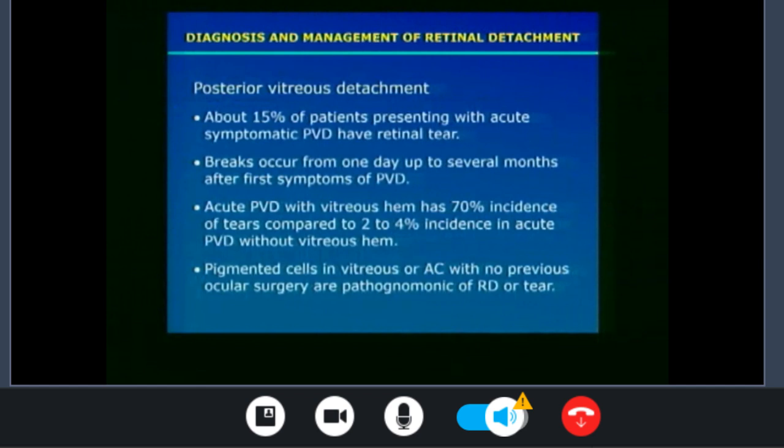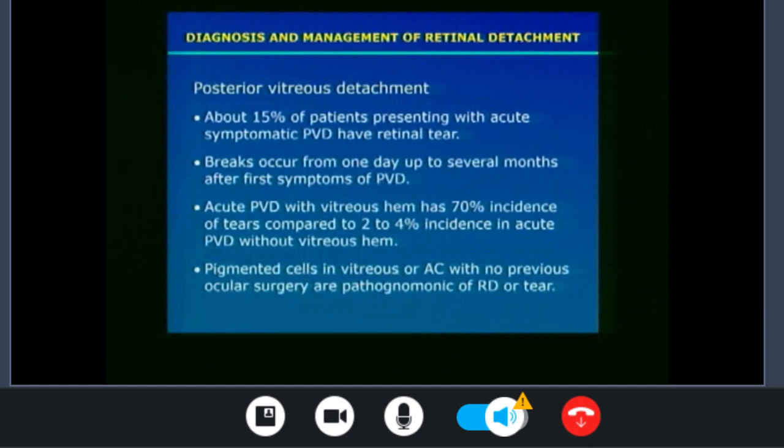The other important statement is that acute BVD with vitreous hemorrhage has a 70% chance of retinal tears. So the presence of hemorrhage at the time of BVD increases the risk of having retinal tears. About 70% of the patients will have retinal tears. And this is compared to 2 to 4% in acute BVD without vitreous hemorrhage.